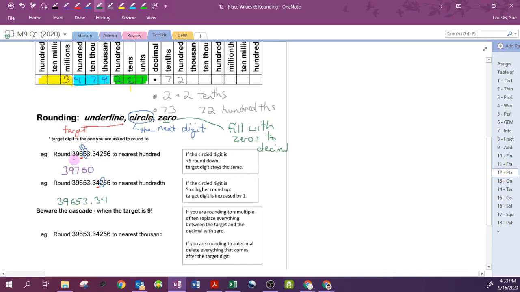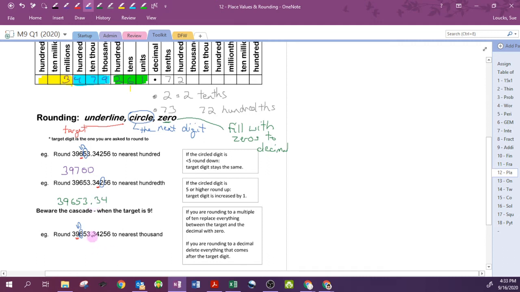If the target is 9, so in this example here, round it to the nearest 1,000. So the nearest 1,000 is the 9 spot, okay? And then I look at my next digit, which is the 6, to tell me if I'm rounding up or down. And I'm going to round up. But I can't make 9 bigger, can I? Because then it's a 10 and it takes up too many spaces and everything gets messed up.